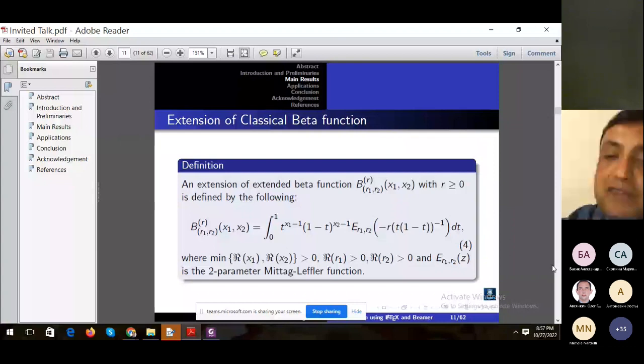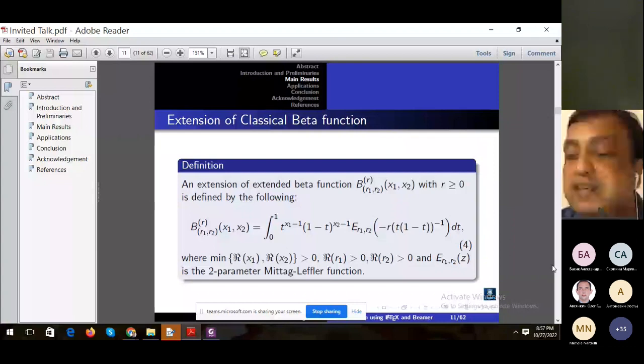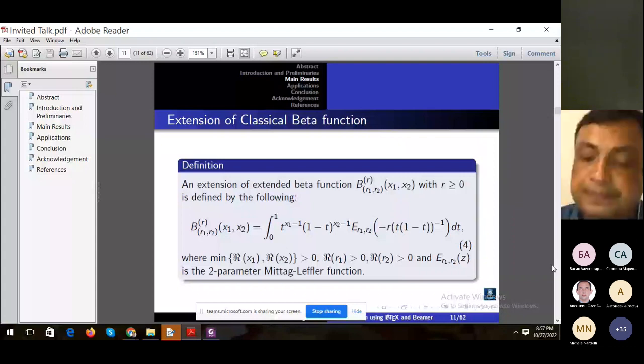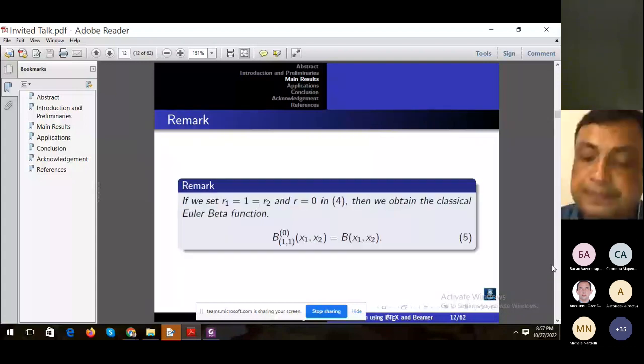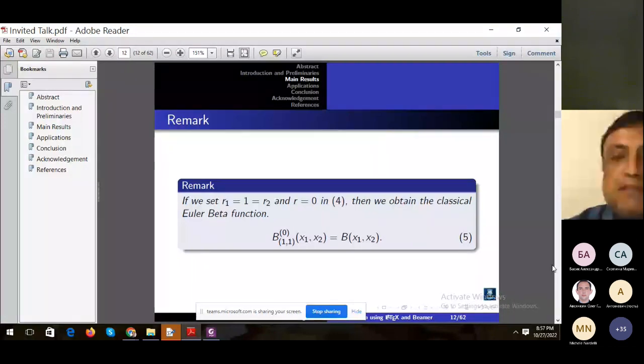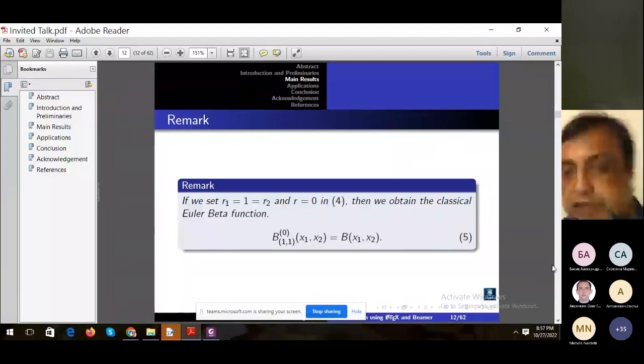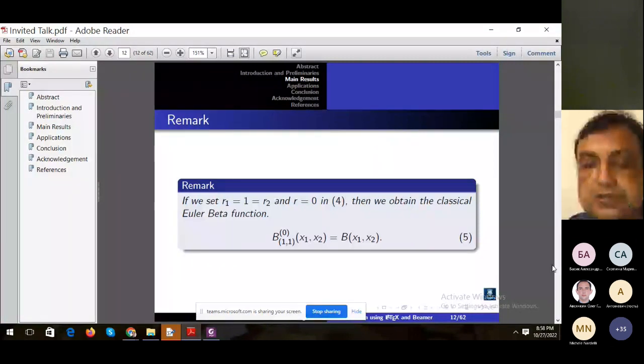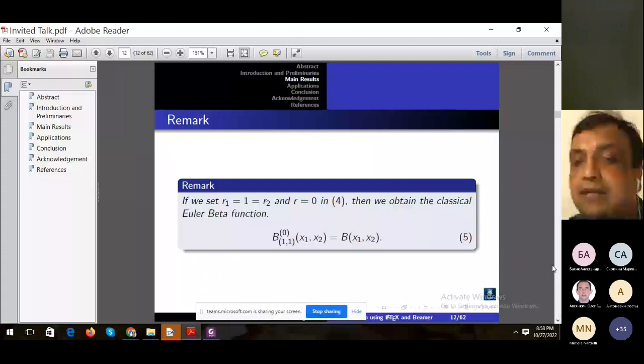So that means it is a more generalized function from the application point of view. For example, in this remark, I clearly mentioned that if we put R1, R2 equal to 1 and R equal to 0, then we obtain the classical Euler's beta function. You can see by equation number 5 very easily. When we put R equal to 0, R1, R2 equal to 1, and do some computation, then we immediately get the well-known classical Euler's beta function.